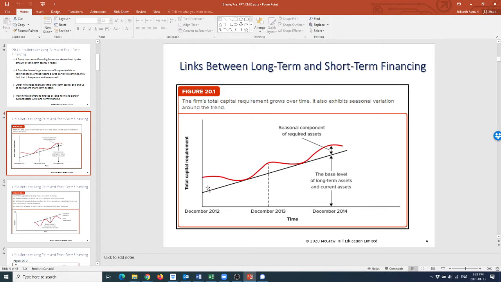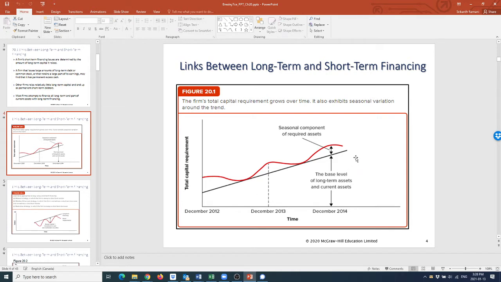Sometimes you have to ramp up your inventories, then you sell a lot. Then you have to ramp up your inventories again. The raw materials you obtain might come at different points in time, because your supplier might not be giving you a little bit of raw material every day. It might be once a month, once a quarter, or once in 6 months. So the total capital requirements of this firm can vary in some sense.